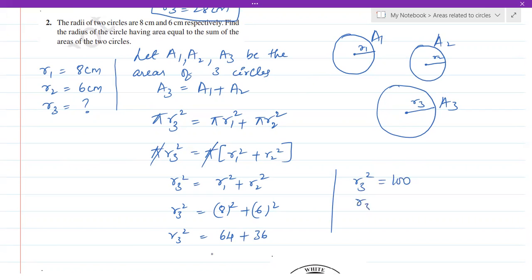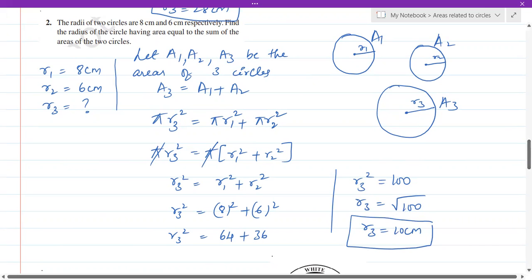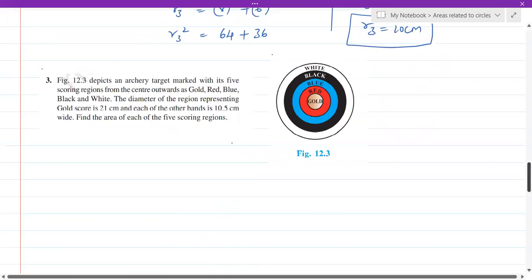So therefore, r3 is, actually we have to take plus or minus square root of 100, but radius is always positive, isn't it? So let's take only the positive. Square root of 100 is 10. So therefore, r3, the radius of the third circle, will be 10 centimeters. So let's get into the next question.